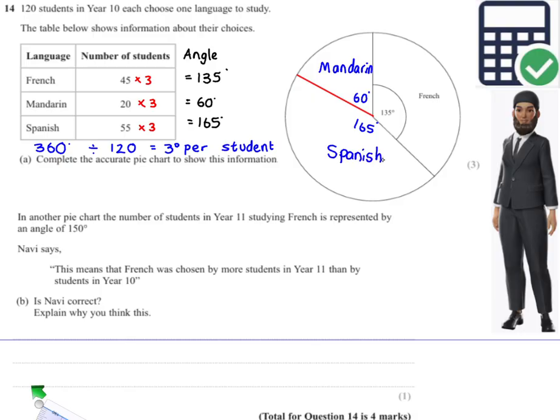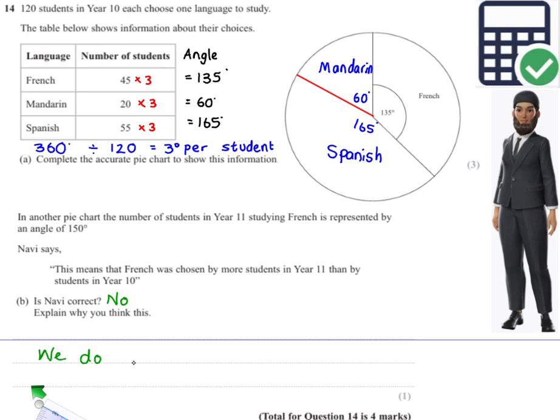Now it goes on to say that in another pie chart, the number of students in Year 11 studying French is represented by an angle of 150 degrees. Navi says this means that French was chosen by more students in Year 11 than by students in Year 10. Well, maybe Navi's thinking that because 135 degrees is represented by Year 10s, and 150 degrees, which is a larger number, is represented by Year 11s. However, we can't say. Is Navi correct? We need to say no. We know he's not correct, as we do not.